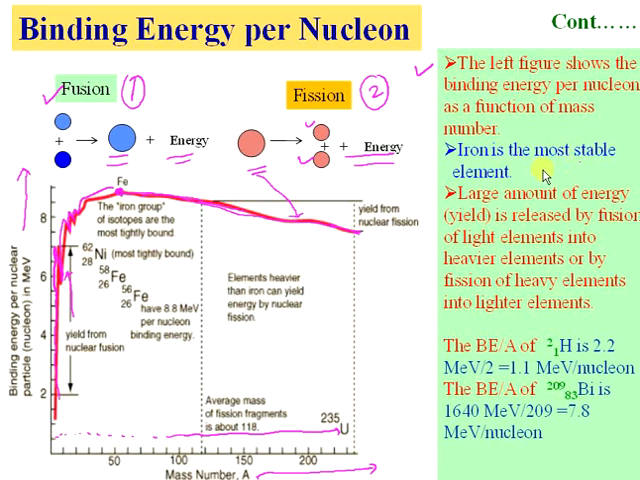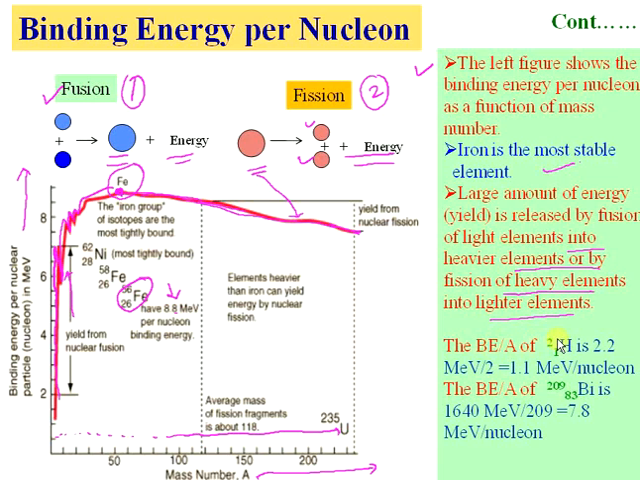Now the points related to the binding energy per nucleon. Iron is the most stable element. Here iron-56 has 8.8 MeV per nucleon binding energy. It means if one has to remove one neutron or one proton from iron-56, we will require 8.8 MeV energy per nucleon. A large amount of energy is released by fusion of light elements into heavier elements, or by fission of heavy elements into lighter elements.